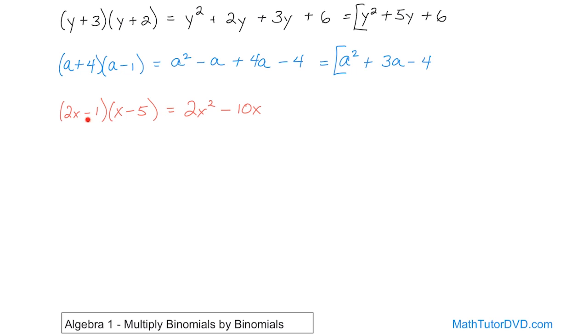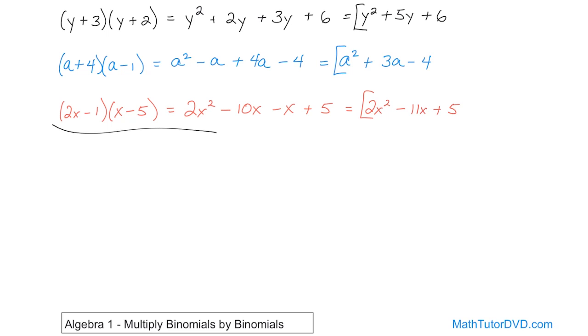Now we turn our attention to the negative 1. Don't forget this is a negative 1. So we multiply by x gives you negative x. And then finally, negative 1 times negative 5. Negative times negative gives you positive, so it's going to be positive 5. And now we look for like terms, and the only two like terms we have are negative 10x and negative 1x. So these are like terms. Negative 10 minus 1 is going to give you negative 11. So 2x squared minus 11x plus 5. That's the final answer.